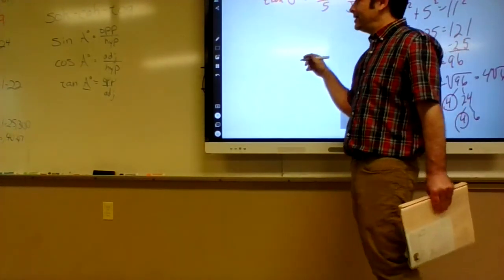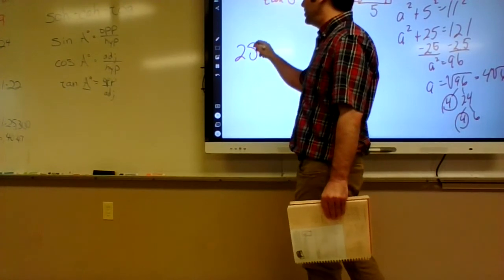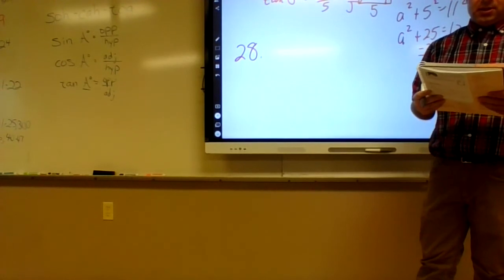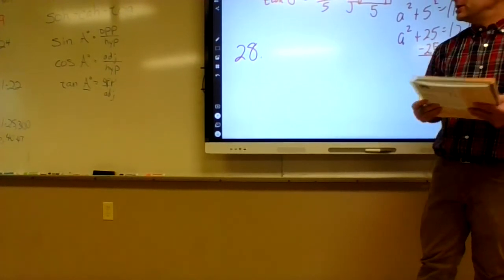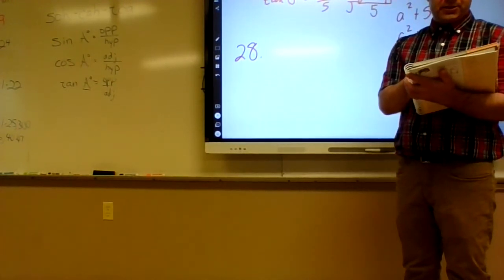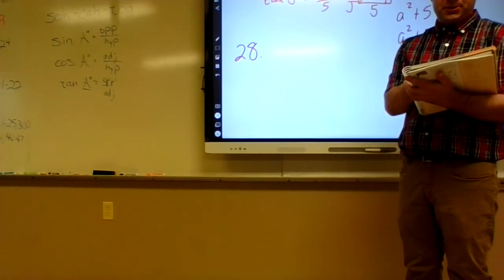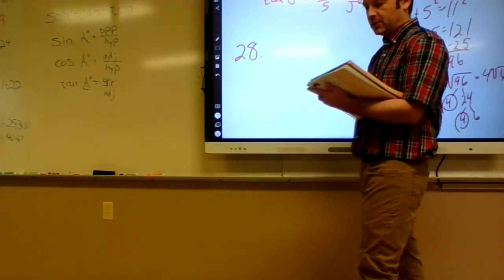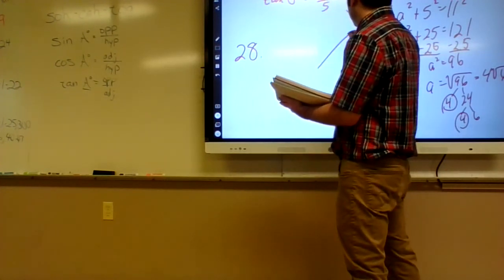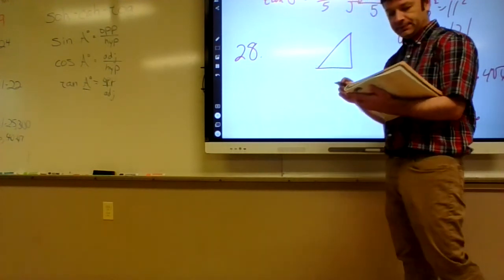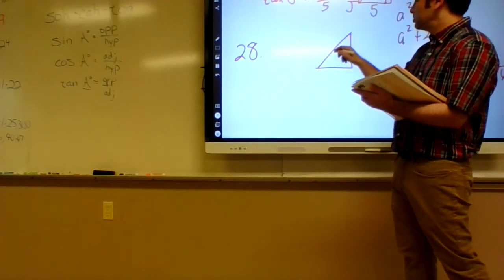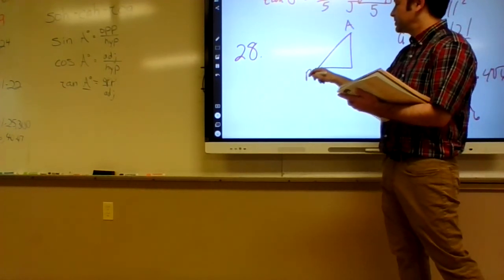I said I would make 28 a bonus, but I probably need to help you guys to give you a fighting chance on this one. On 28, it says, sketch right triangle ABC and use it to find exact values for the other two trigonometric ratios for the given angle. So it says sketch triangle ABC. I'll do it like this. ABC.